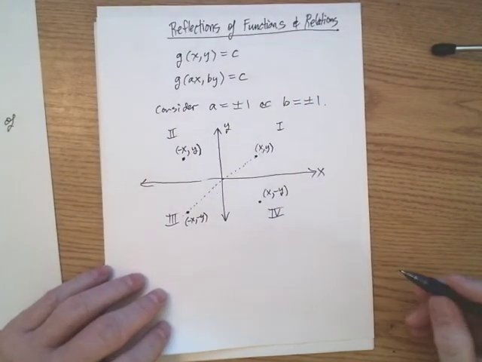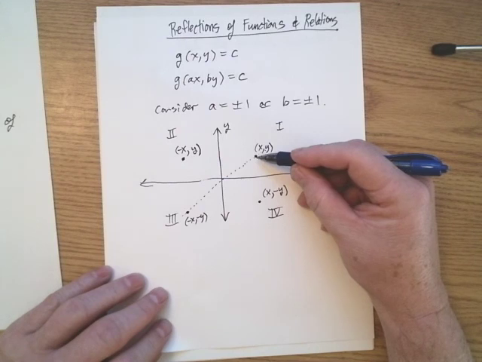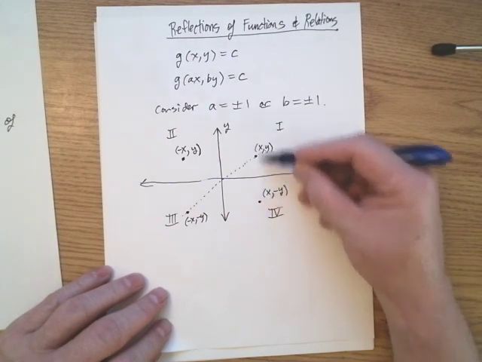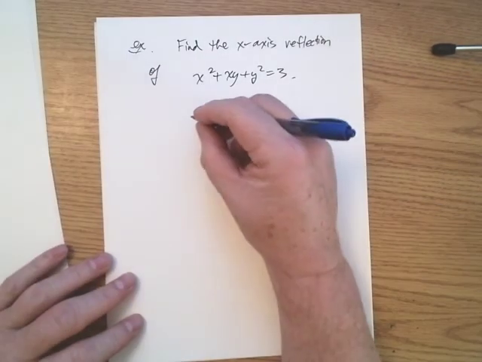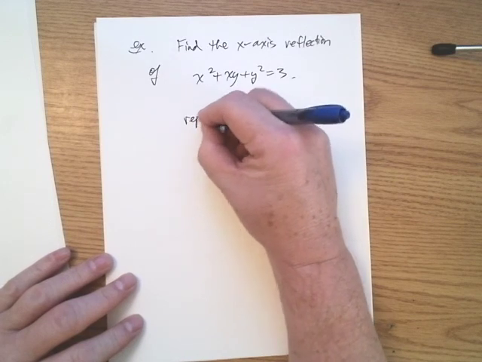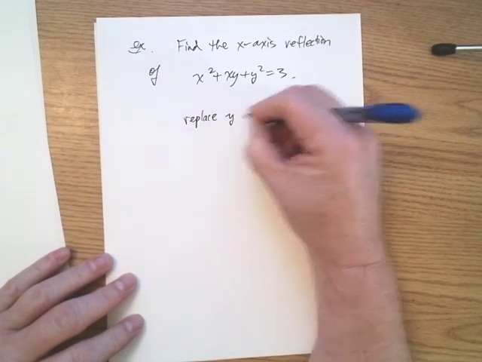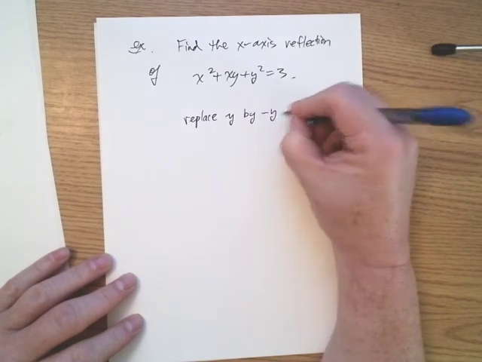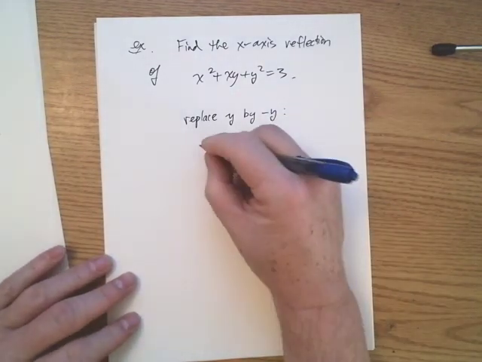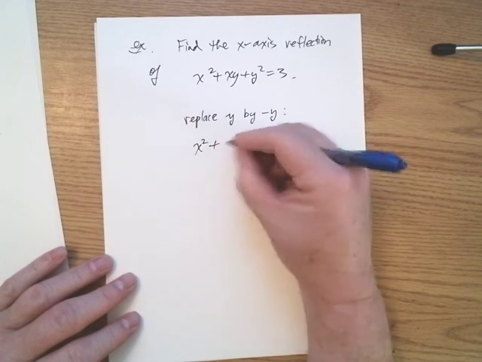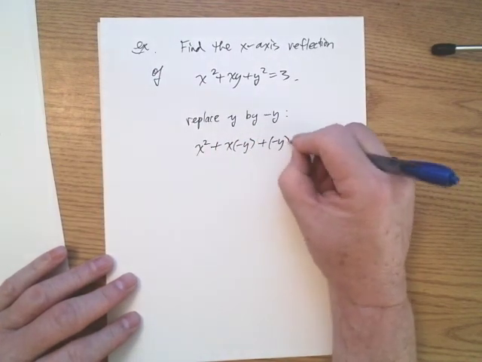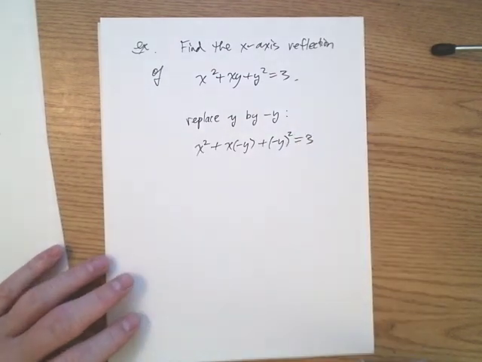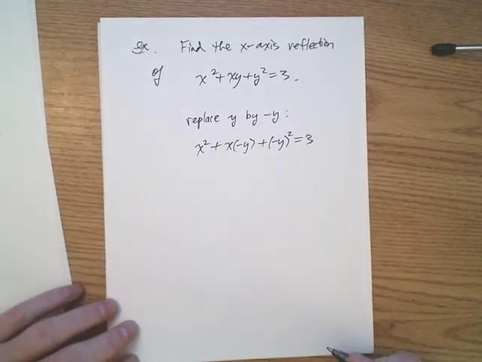I'm going to do the x-axis reflection this time. What am I going to do? I'm going to replace y by negative y, but leave x alone this time. So let's do that. We'll just say replace y by negative y everywhere. Leave x alone. I'm going to use parentheses again. Make sure you're doing this right. Aha!